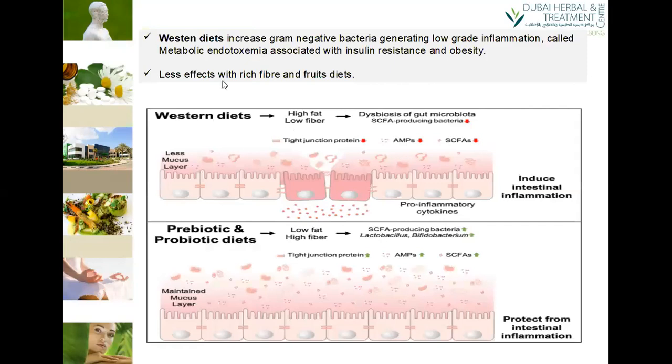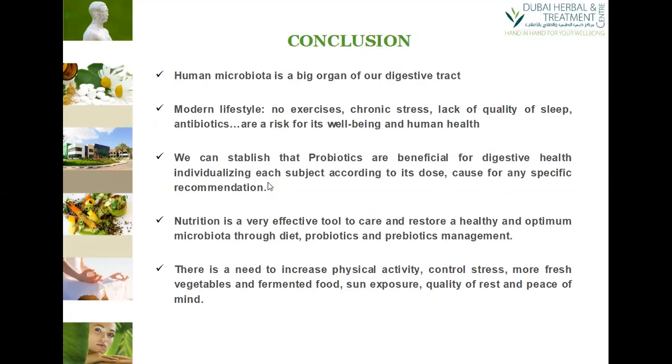We are eating a Western diet, like fast food and this kind of rubbish food. It is decreasing the protection in our gut, leading to inflammatory disorders. So this is the conclusion. The human microbiota is a big organ. The modern lifestyle, like lack of exercise, chronic stress, and lack of quality sleep, is a risk for our well-being. We can establish probiotics are beneficial for digestive health according to your individual needs. Nutrition is a very effective tool to reverse this situation, and we need to increase our physical activity, eat more vegetables, fruits, and fermented food, get sun exposure, rest, and please calm down.